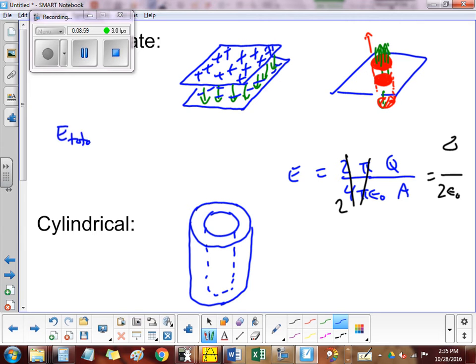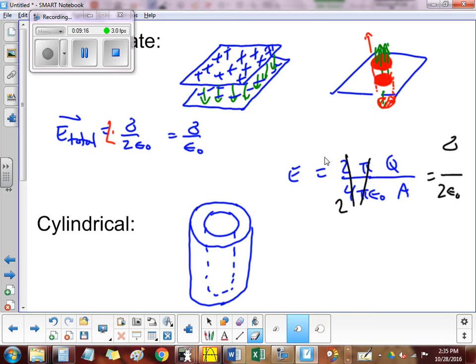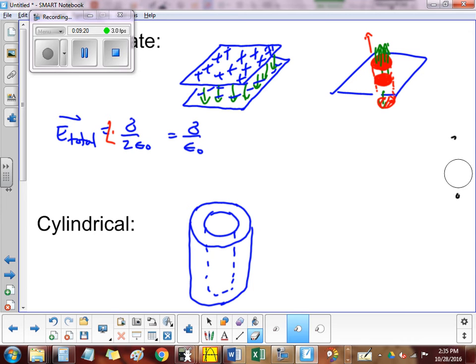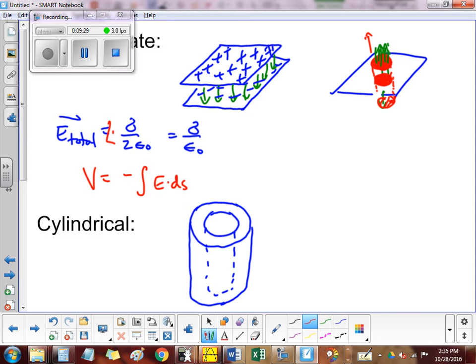E total is going to be basically sigma over 2 epsilon naught times 2. Okay, so we get sigma over epsilon naught. Simplest field ever between 2 plates. Pretty straightforward. Okay, now that's E. What about V? So V is the opposite of the integral of E dot ds. So what does that mean?